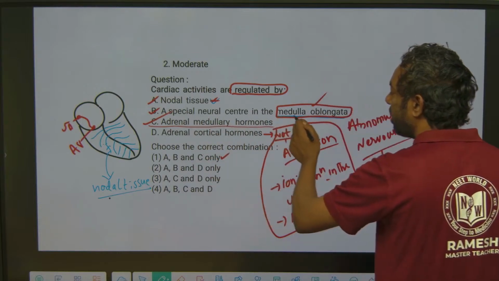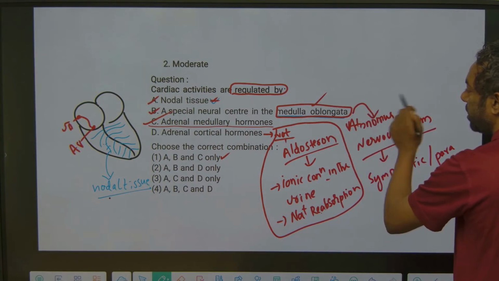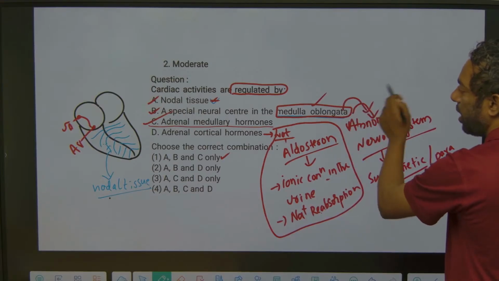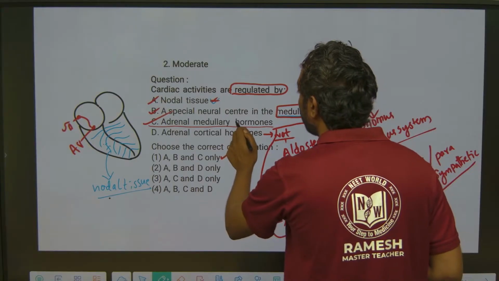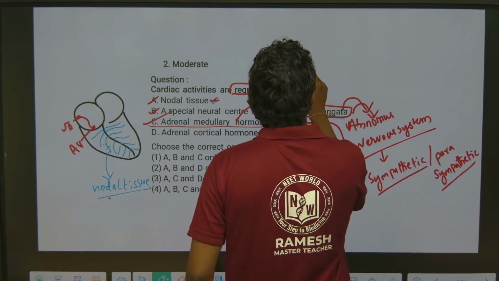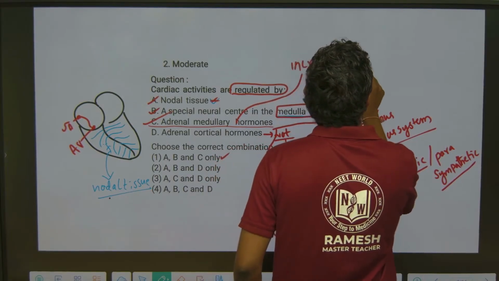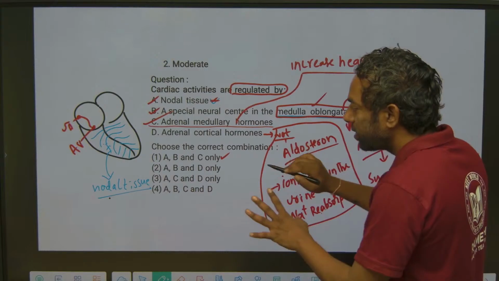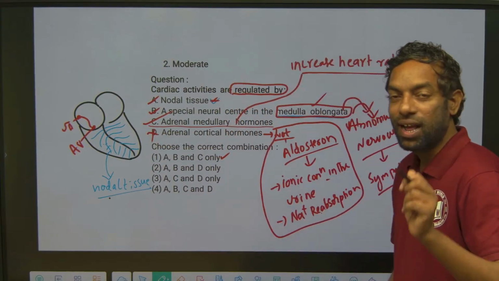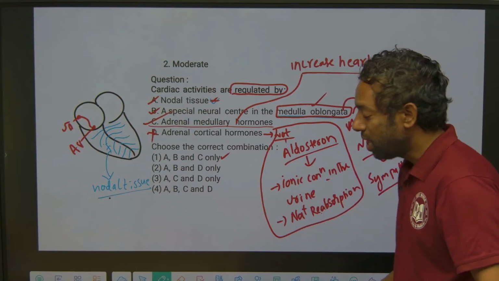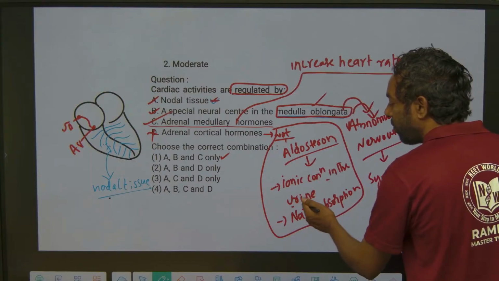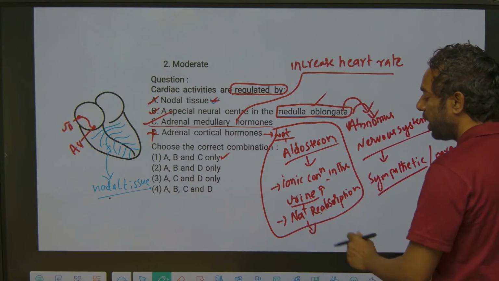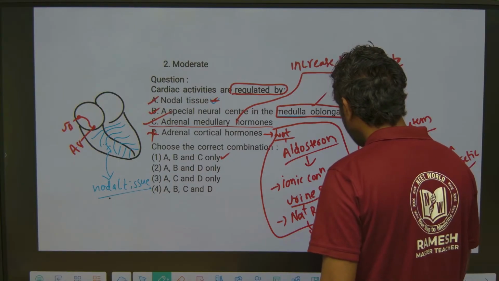Second, the special neuron center in the medulla oblongata. In the autonomous nervous system, the sympathetic and parasympathetic nerves are activated in the medulla oblongata. Adrenal medullary hormones can of course increase heart rate. Adrenal cortex is not the answer. The adrenal cortex releases the hormone aldosterone, and the ionic concentration of urine will increase. That is, sodium reabsorption takes place in the DCT and collecting duct of the nephron.